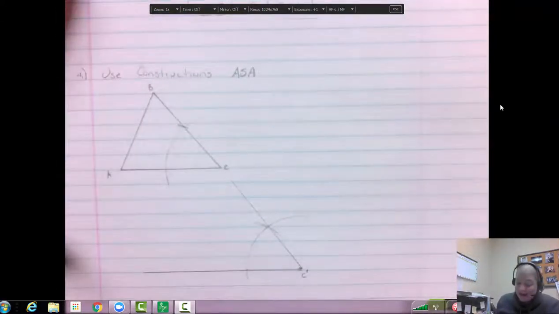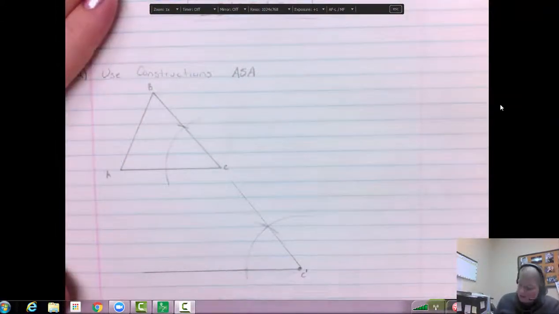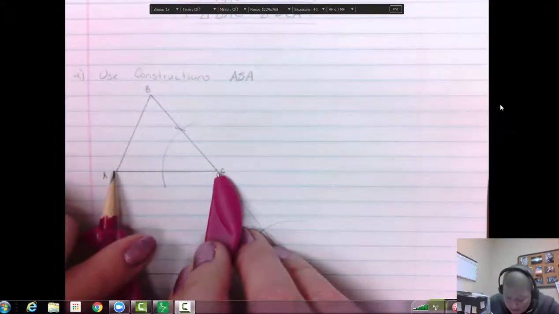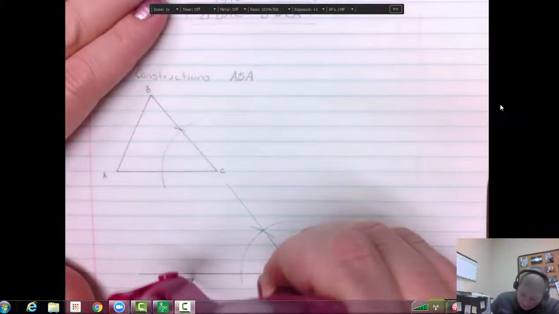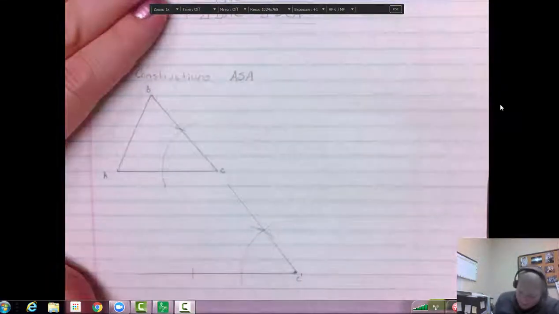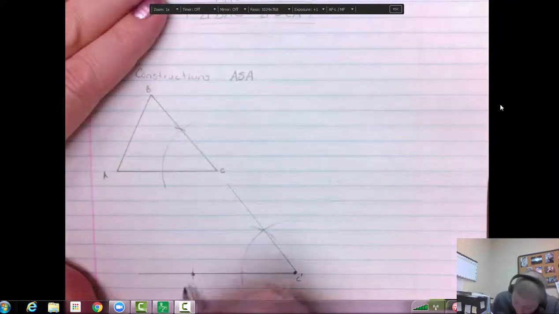Okay, then I want a side. So I'm just going to pick to measure this side. And you do that with your compass. You open it to that distance, A to C, and I'm just going to mark it off. So we know this is going to be, I'm going to call it A prime.